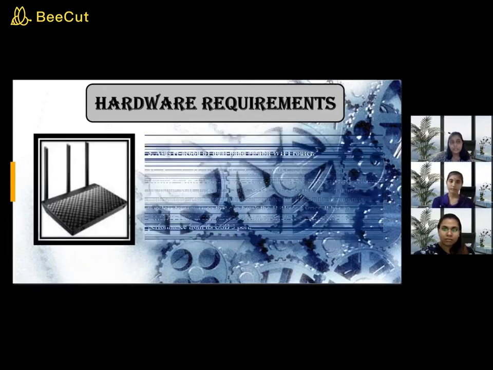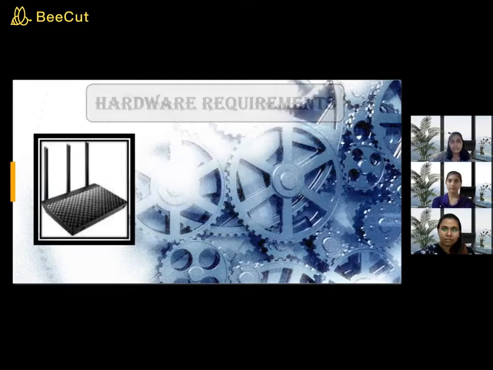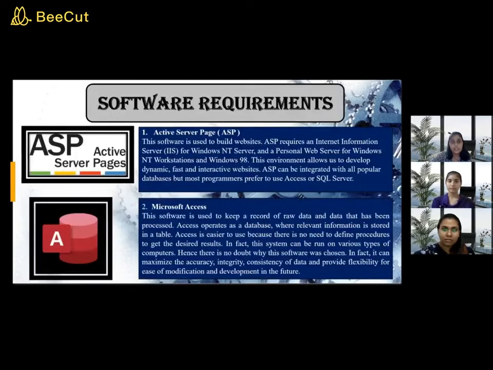Software requirements. The first software requirement is Active Server Pages. This software is used to build websites. ASP requires Internet Information Server for Windows NT Server and a Personal Web Server for Windows NT Workstation and Windows 98. This environment allows us to develop dynamic, fast, and attractive websites. ASP can be integrated with all popular databases, but most programmers prefer to use Access or SQL Server.